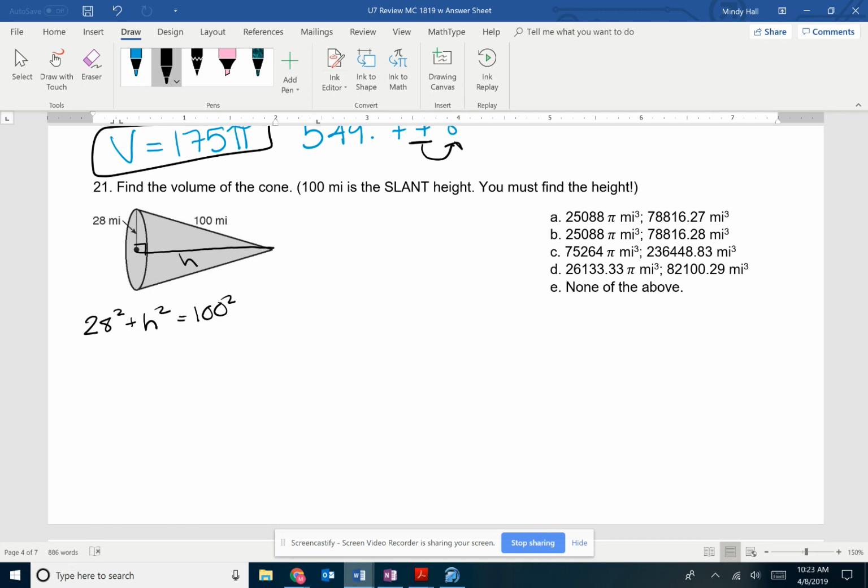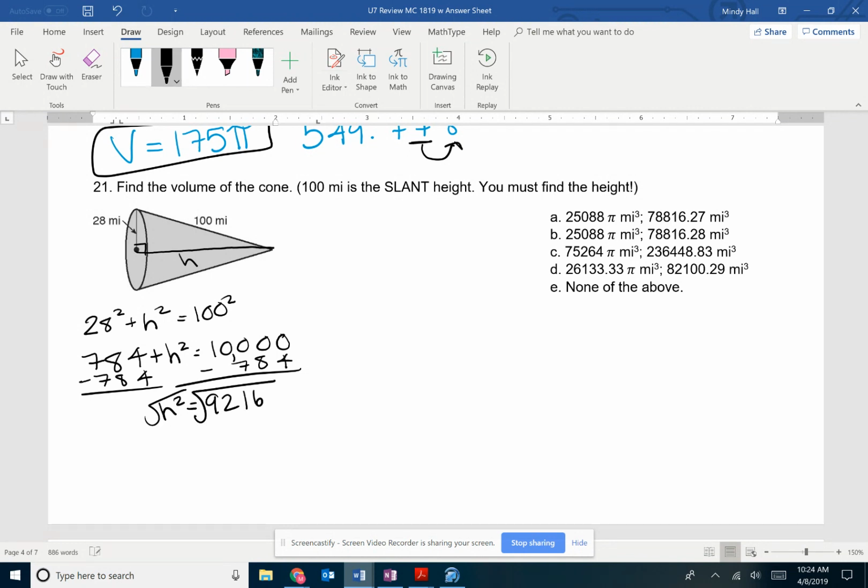So then 28 squared is 784. And 100 squared is 10,000. When we subtract 784, we get that h squared is 9,216. And then you take the square root, and you get that your height is 96.